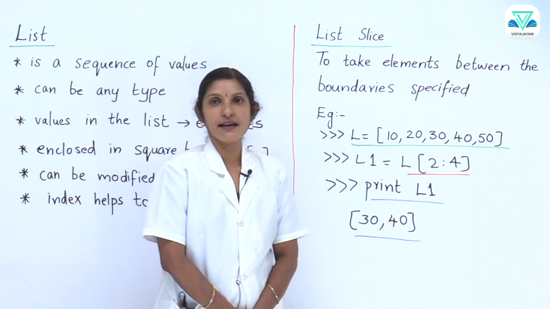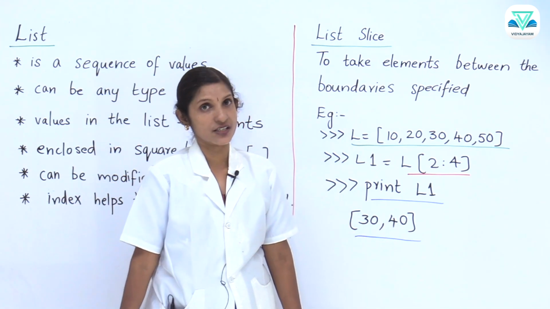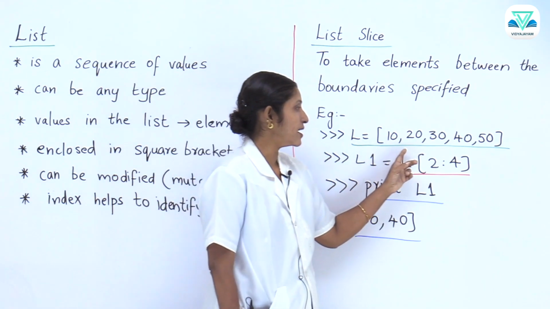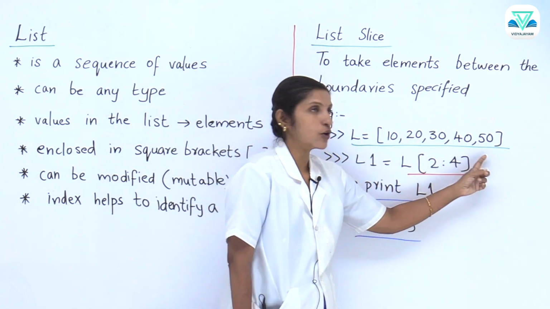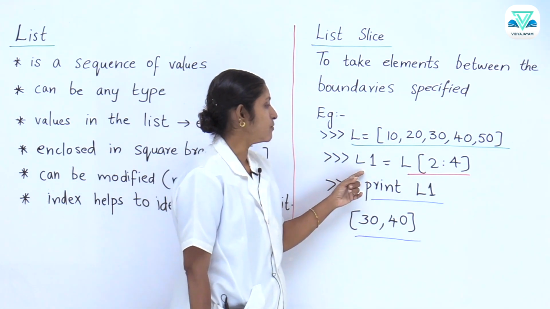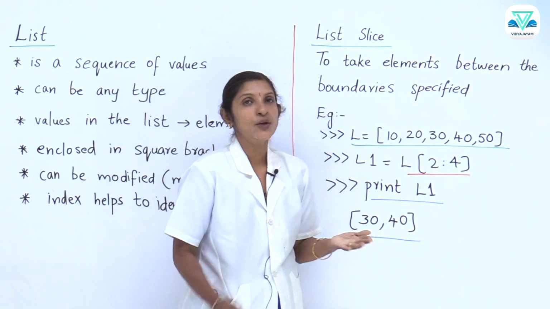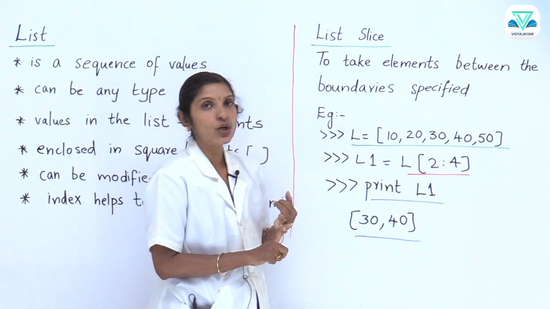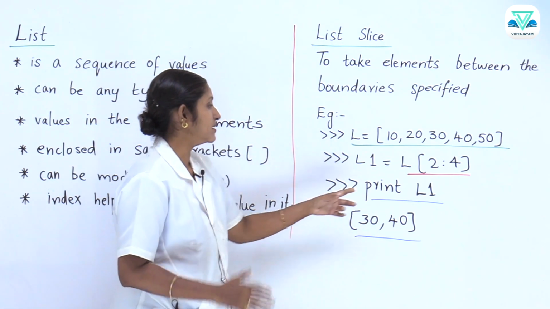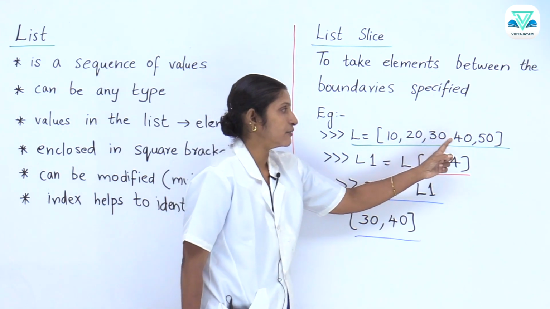What is meant by slice? Slicing means we are able to cut a list into different pieces. For that we have an example. L is equal to 10, 20, 30, 40, 50. In the list we have 5 elements, and L1 equal to L[2:4] means we are slicing. We take the index from 2, and it should reach till 4. 4 is not included. So when we print L1, the list is 10, 20, 30, 40 and 50.